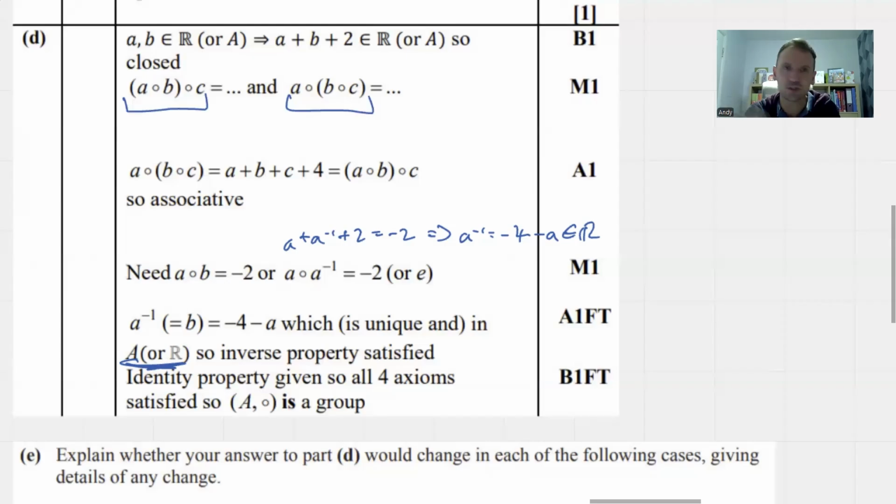And then once you've checked your four axioms, state, yes, all the four axioms are satisfied. So this is a group. Get that conclusion mark. To show that, you should have that conclusion mark there.